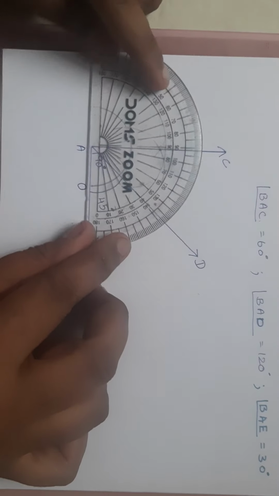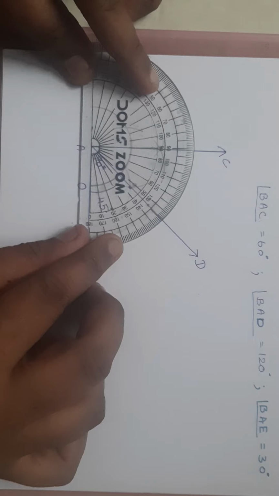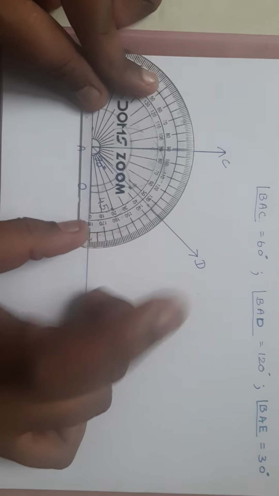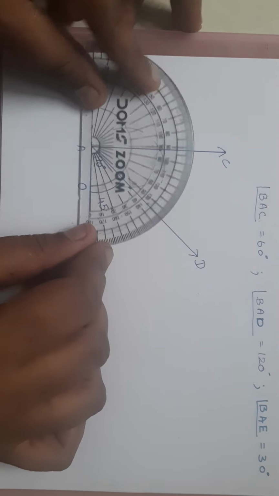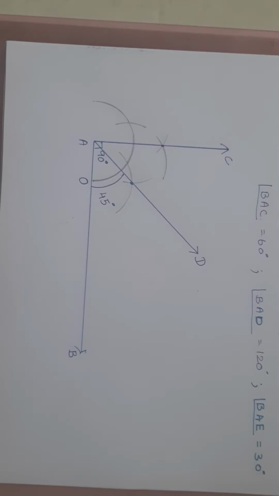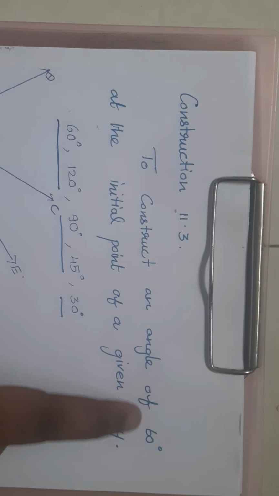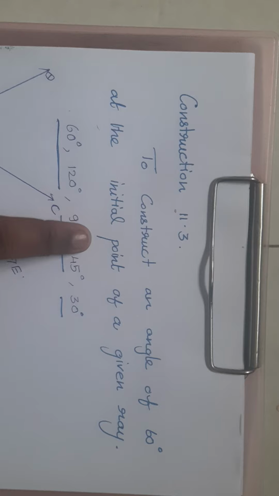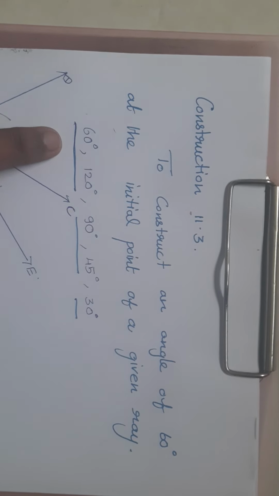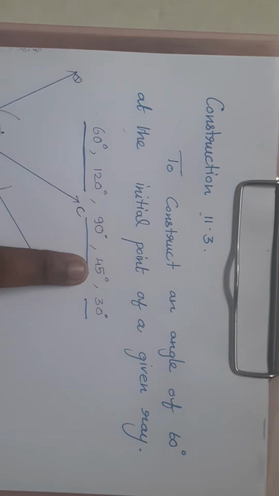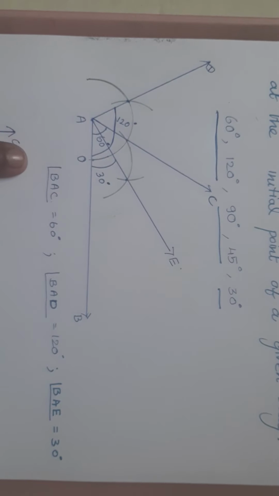You can keep the protractor on the center line. See, 90 degree, 45 degree. Exactly. So these are the two diagrammatic concepts for the construction, 9th standard. How to construct the angle using the initial point of a given ray: 60 degree, 120 degree, 90 degree, 45 degree, 30 degree.